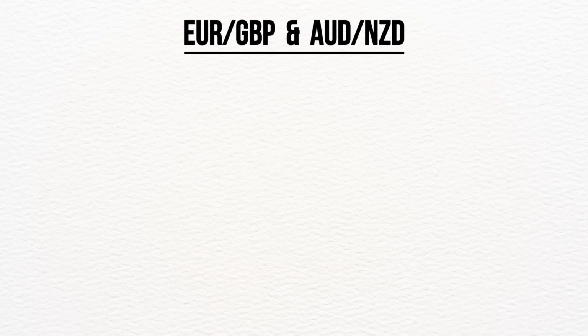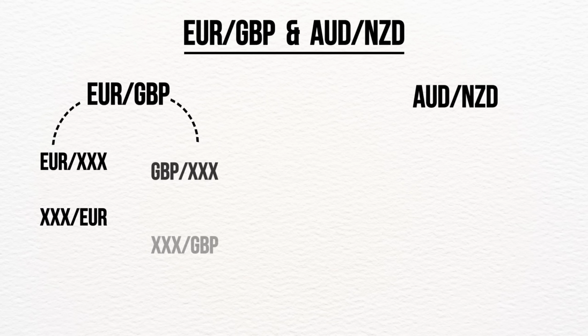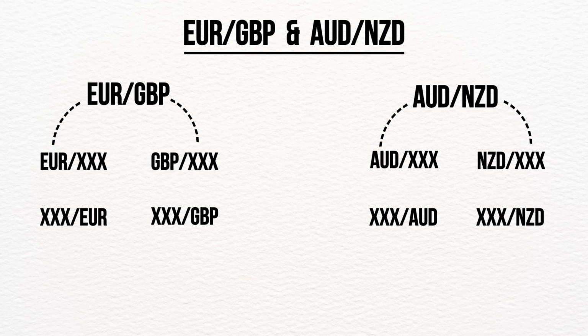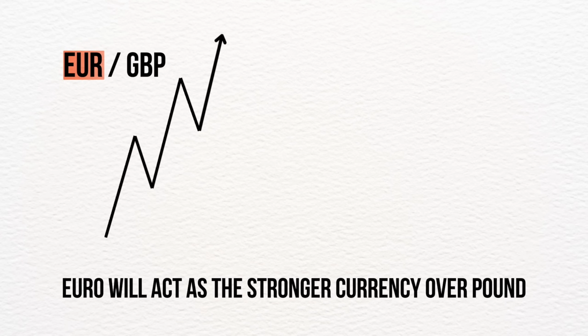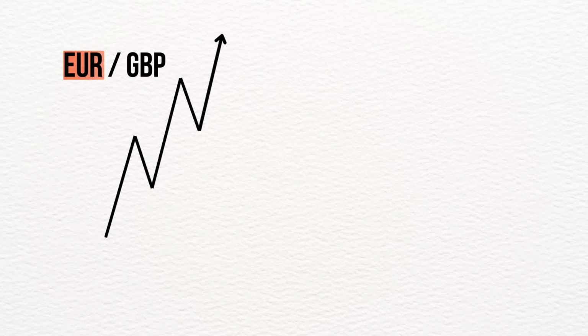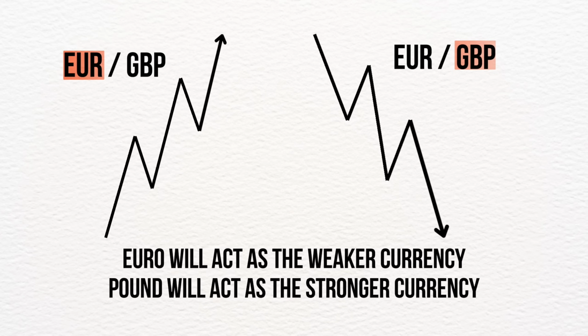Moving on to the third way we can determine relative strength is by using the pairs EURGBP and AUDNZD. So we can use EG for short and AZ to gauge relative strength between all Euro, GBP, AUD, and NZD currencies. So simply said, a bullish Euro GBP means euro will act as the stronger currency over pound. A bearish Euro GBP means euro will act as the weaker currency and pound will act as the stronger currency.